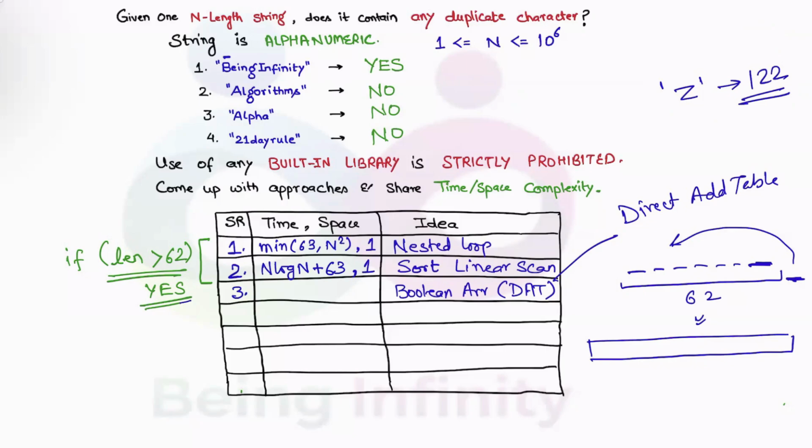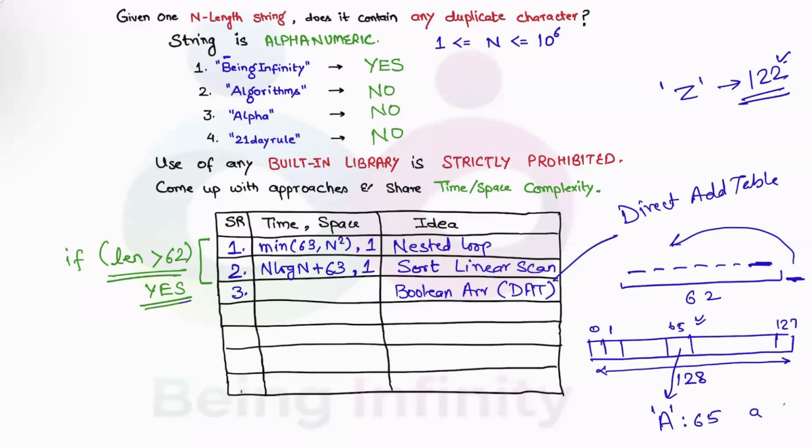So what we do is we can take an array of size a little more than 122. Let's take a 128 size array. So index 0 to 127. So what will happen is if there comes a character capital A, now we know the capital A ASCII value is 65. We will store capital A at index 65.